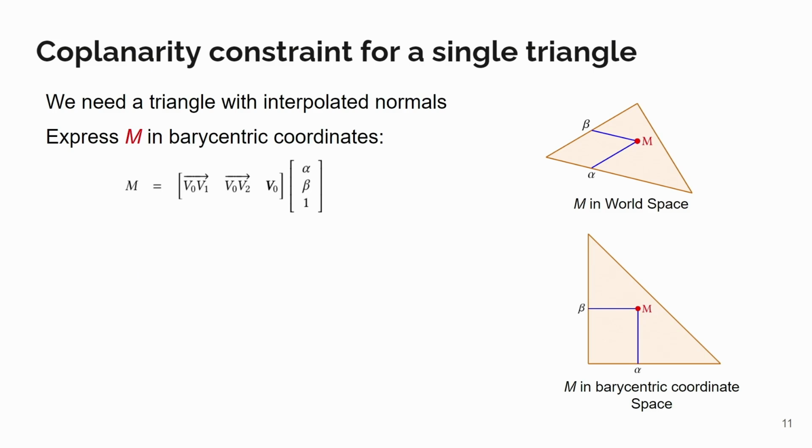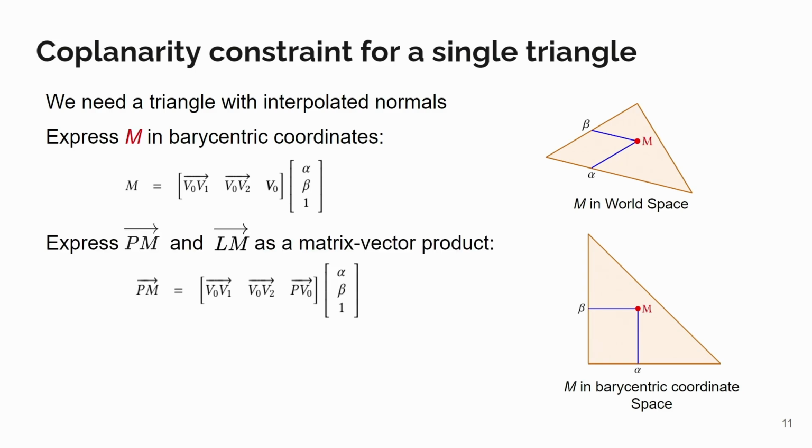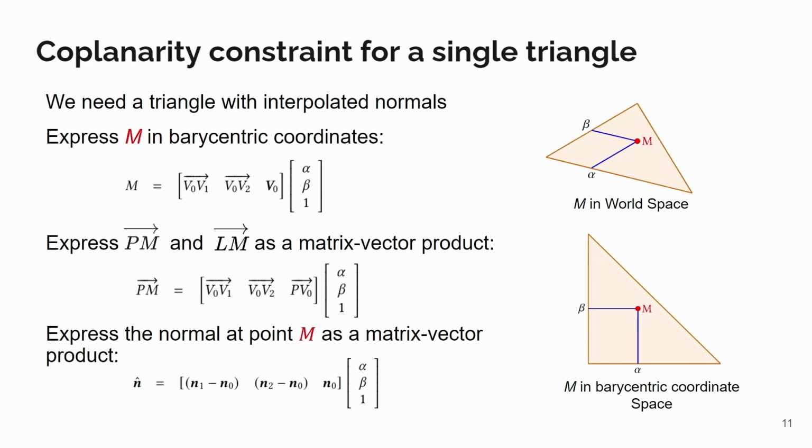And the better way to describe this point is in barycentric coordinates, because we know all of the vertices and the normals at each triangle: the position of the vertices and the normal at each vertex. So we represent this point M in barycentric coordinates. And we can also express any point connected to M in the same way. So we express PM and LM as a matrix vector product. And also, as we have the normals, I almost forgot to mention, we need to have interpolated normals. So we can also express the normal at point M in barycentric coordinates.